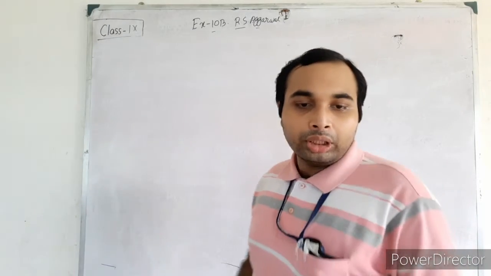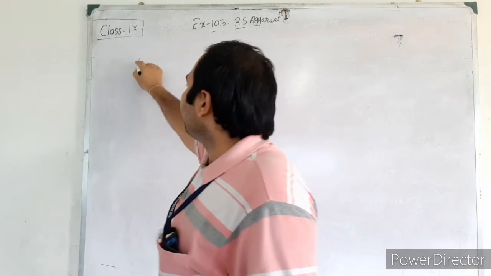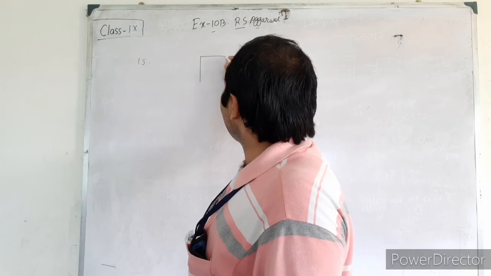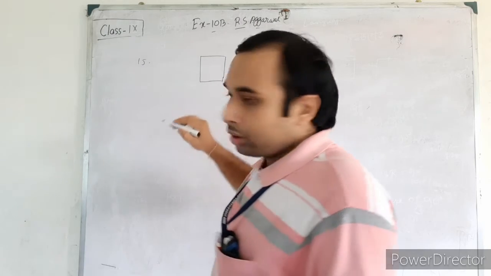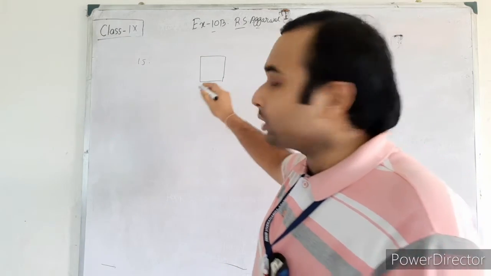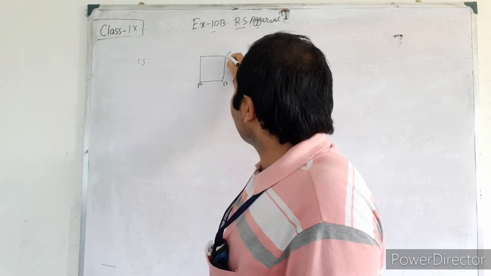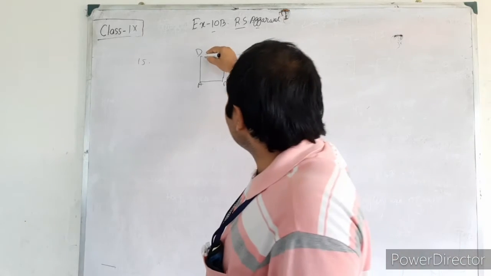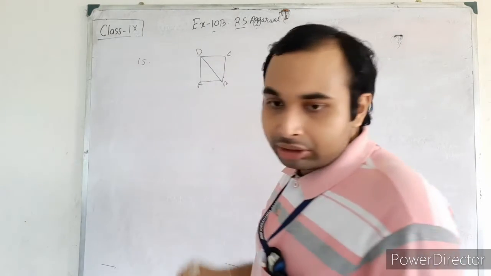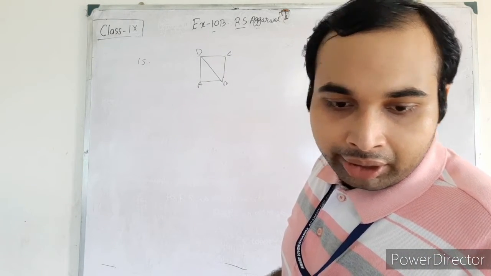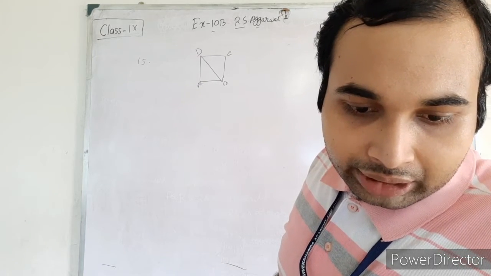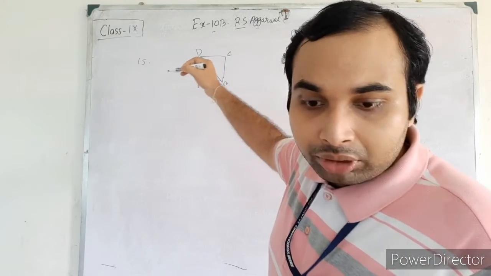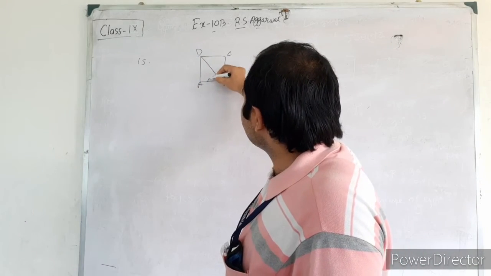So students, now let us do number 15. One figure is drawn, that is, one square is given. Here is the square, the names are given ABCD, and BD is the diagonal. Here CX cuts AB at X. No proper information about X is given, so we can take X anywhere.